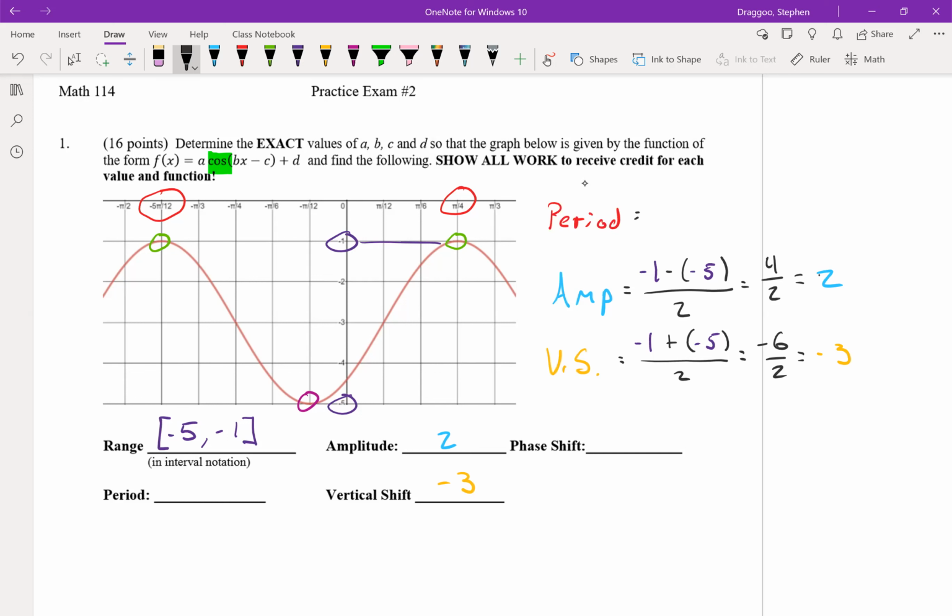So the question was, would it come out the same way if we just looked at the distance between two minimums? And yes, it would. Any two like points within the cycle, I could calculate the period between.